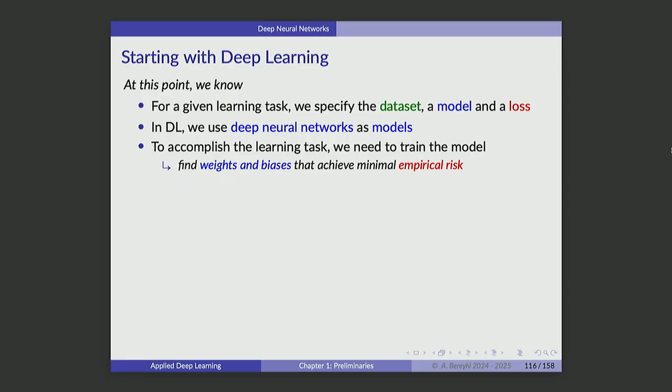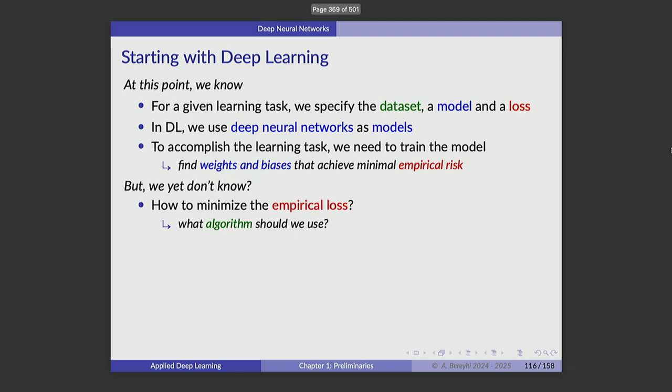So if I give you now a learning task, you are essentially able to use deep learning to solve it. You can set your data set, then you're going to set your model. It should be a deep neural network. You're going to choose one deep neural network, and then you're going to set the loss, and then that's it. You're going to compute the empirical risk, and then you try to minimize it, right? So that's pretty much what we do all the time.